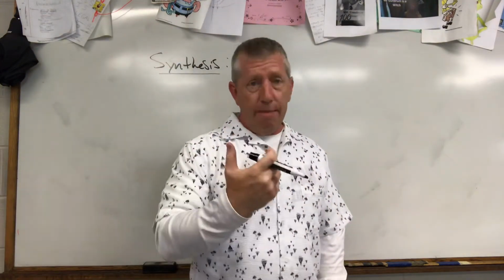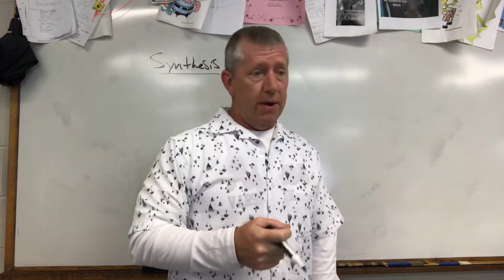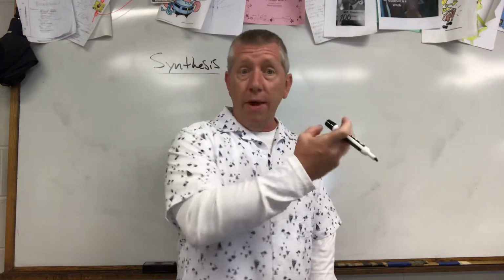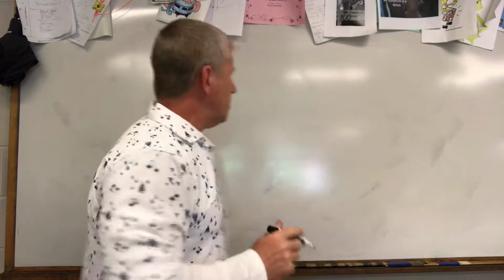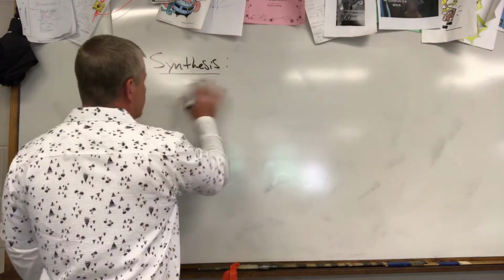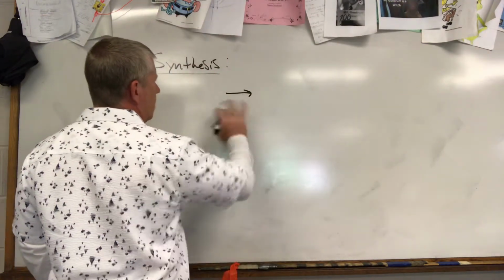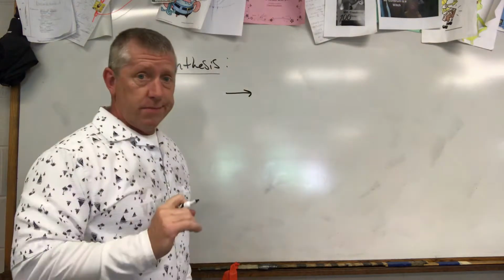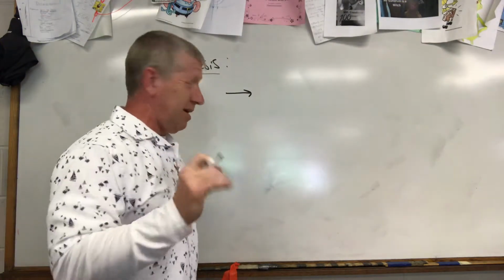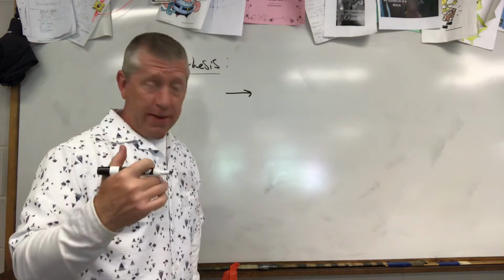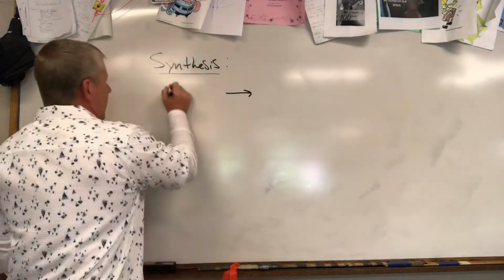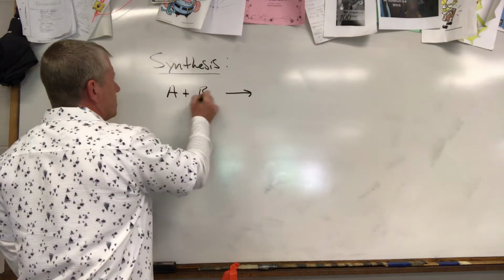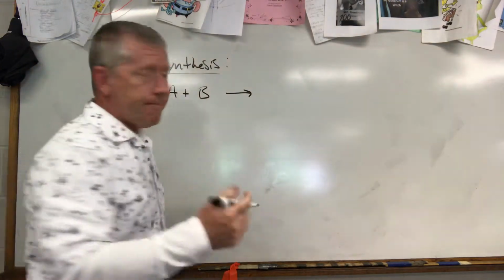you can have a compound and an element. You can have an element and an element forming one thing, and that's the key. In the synthesis reaction, you're going to have things coming together to form one thing on the right. Okay, now I'm going to give you a generic way of writing it. Generically, A plus B equals AB.